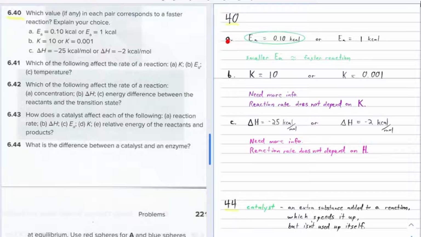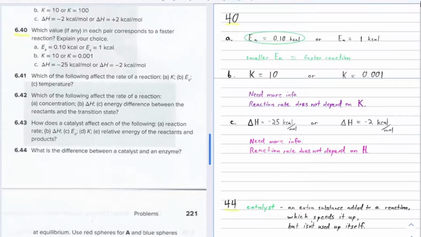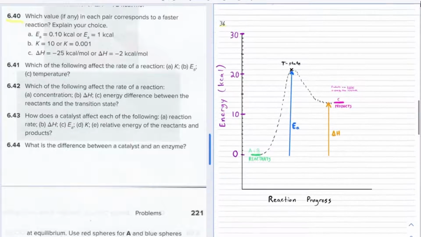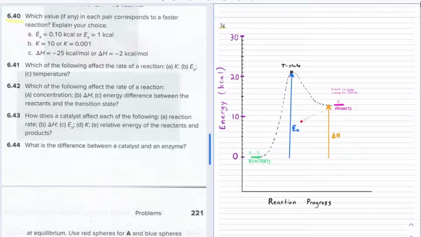So in A, the EA is 0.10 kilocalories or 1 kilocalorie. Now the EA is the activation energy. That's the barrier that needs to be crossed for reactants to convert into products. If you remember our last problem, as you turn reactants into products, you need to get over a barrier, okay? And the height of this barrier is called EA.